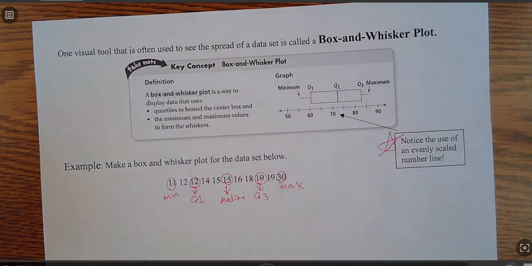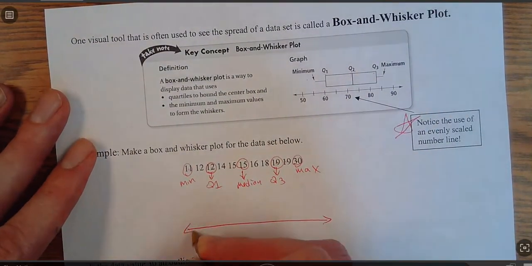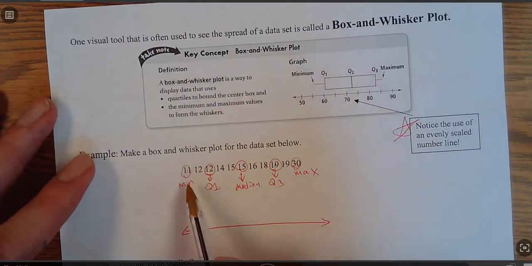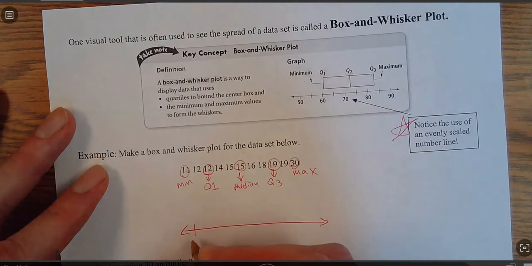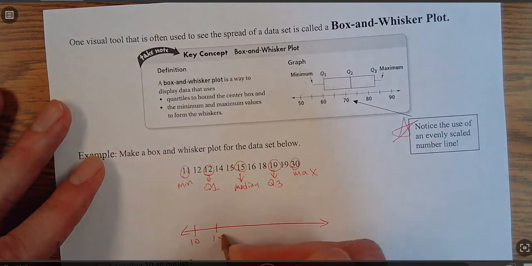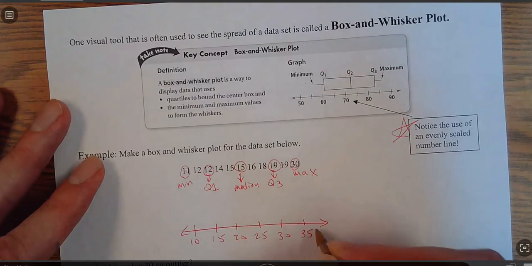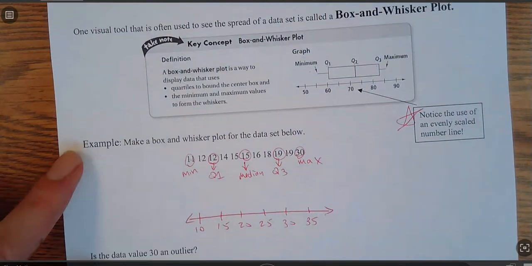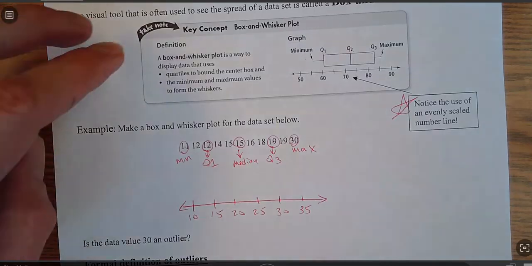I want to make a box and whisker plot. So first I need to draw a line, and I want to scale it evenly. Now I needed to go from, I don't know, like 10 to 35 roughly. So I'm going to start it at 10, and I might go like every 5. So this would be 15, 20, 25, 30, 35. Okay? So now see how every space is worth 5. Now I'm going to plot the points.